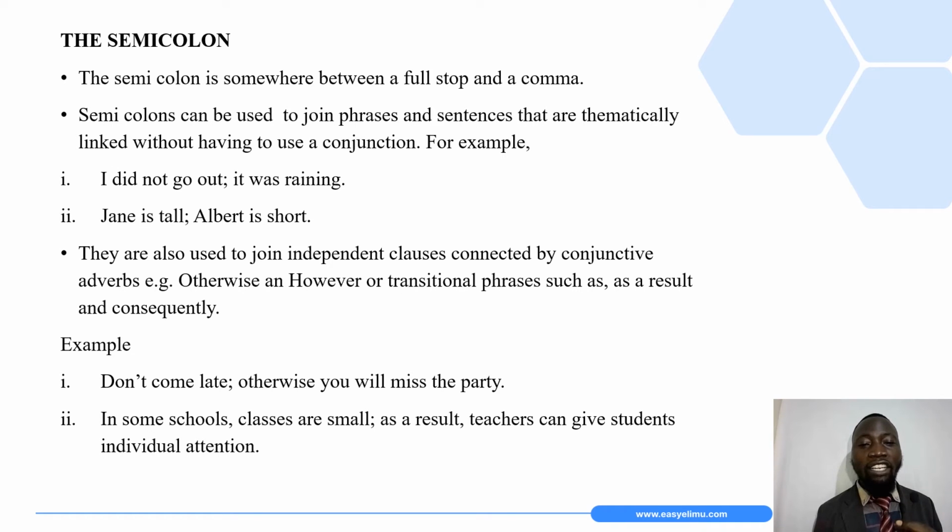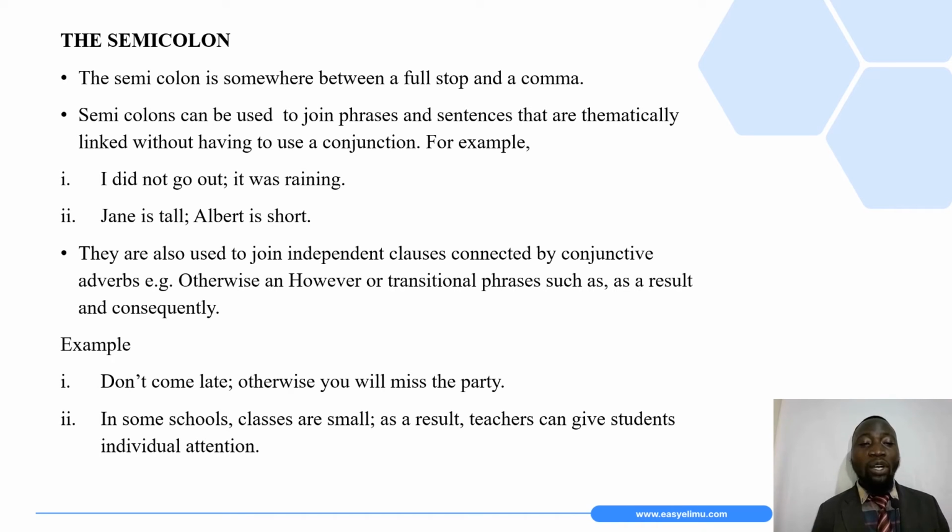For example, we have but, so, yet, and so on. There are very many. So there is an example that we have. I did not go out; it was raining. If we were to use a conjunction to join these two parts of a sentence, then we can go by the conjunction because. So: I did not go out because it was raining.